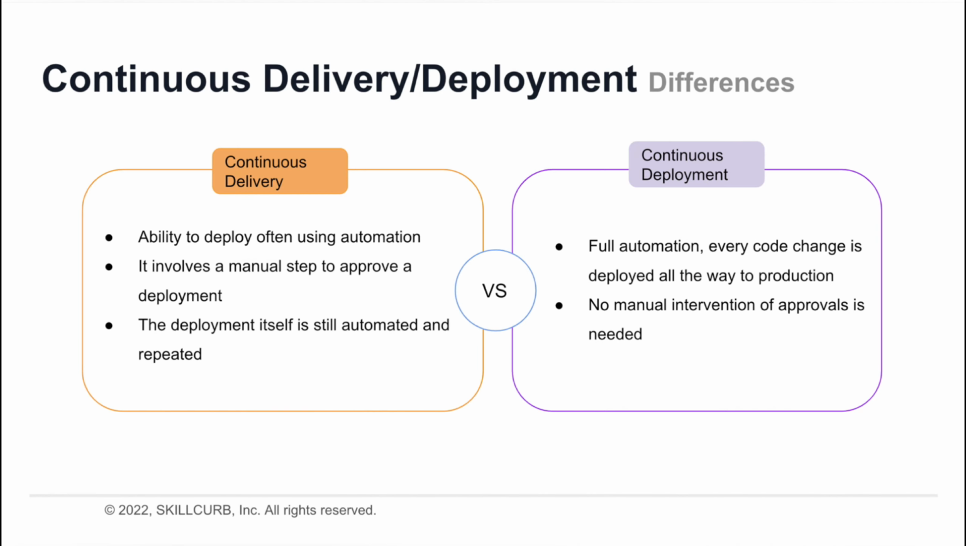Let's take a look at some of the key differences between continuous delivery and continuous deployment. When it comes to continuous delivery, it has the ability to deploy often using automation. It involves a manual step to approve a deployment. The deployment itself is still automated and repeated. When it comes over to continuous deployment, however, it is fully automated. Every code change is deployed all the way to production, and there's no manual intervention of approvals that is required.